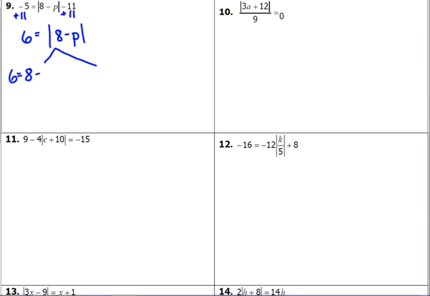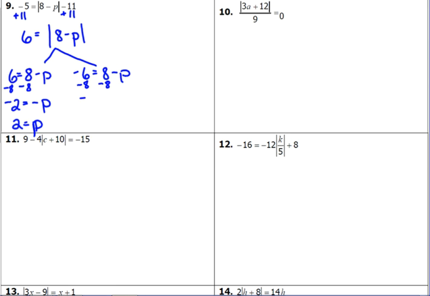Positive 6 is equal to 8 minus p. Negative 6 is equal to 8 minus p. Subtract 8 from both sides. Negative 2 is equal to negative p. So it will become positive because we don't want negative p. We want positive p. So 2 is equal to p.